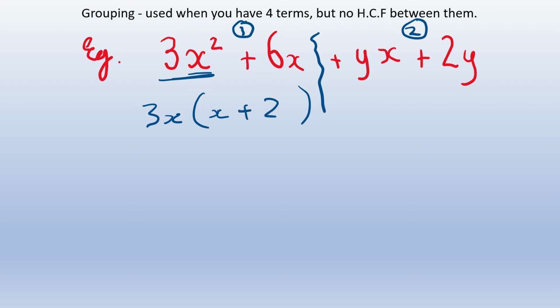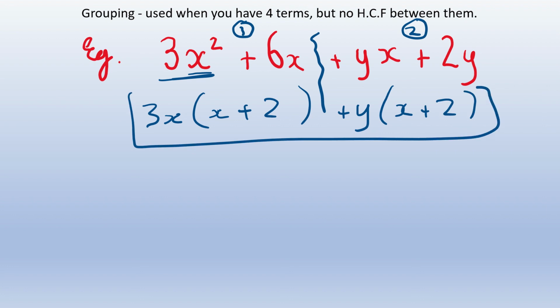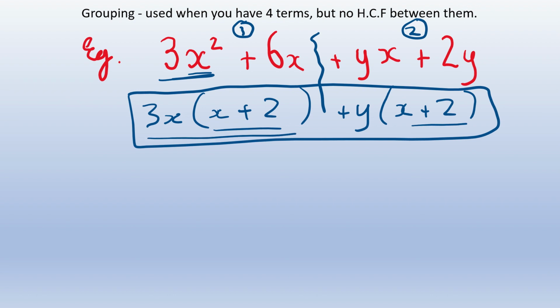Over on my equation number 2, my highest common factor is y, and y times x will bring me back to my yx here, and y times 2 will bring me back to my 2y. Now you'll notice if we bring everything back together into one equation, my x plus 2 is the same. In other words, it's the highest common factor between both of my terms here.